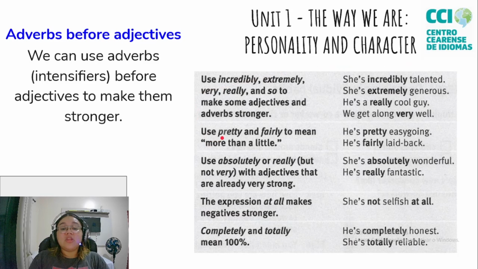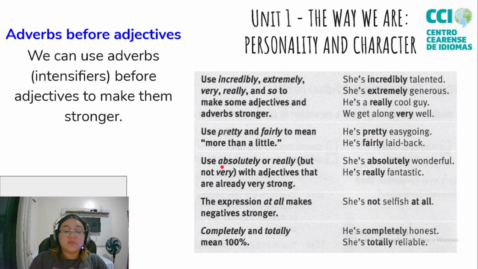Now, if we use pretty and fairly, we mean that it's more than a little. It's not too much, like incredibly talented, but it's also not too little. So it's more than just a little. He is pretty easygoing. He's not just easygoing, he's pretty easygoing. He's fairly laid back. He's more than just a little laid back.